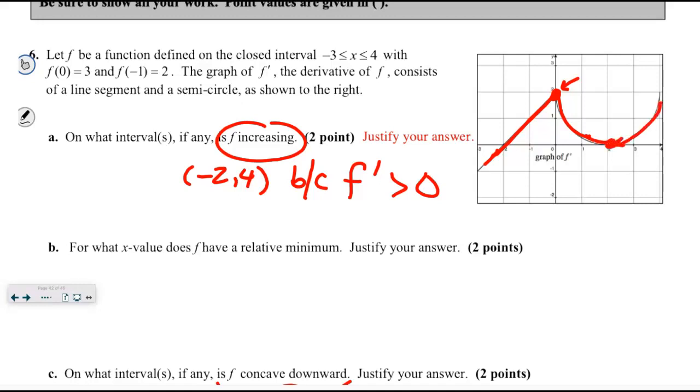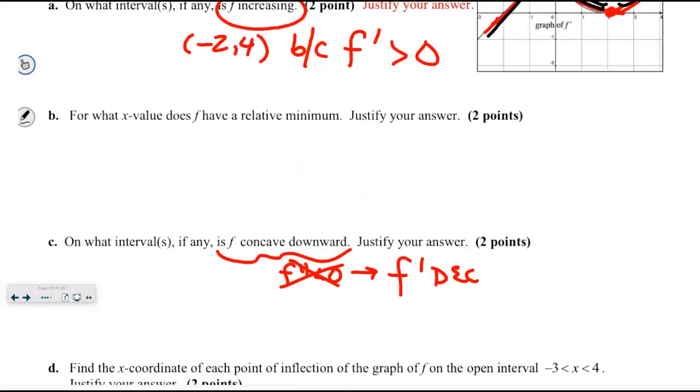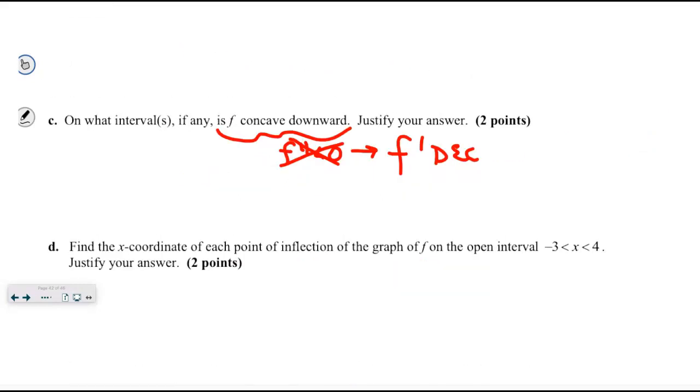I took 2 justifications for this. This is where f prime changes from increasing to decreasing or from decreasing to increasing. Some of you said this is the relative extrema of f prime. That was also full credit.